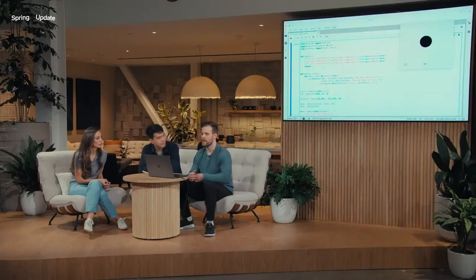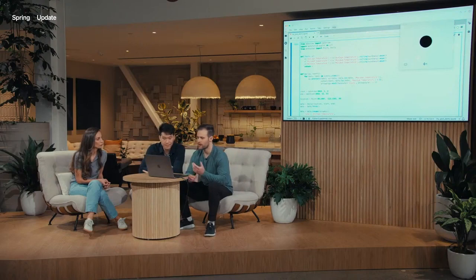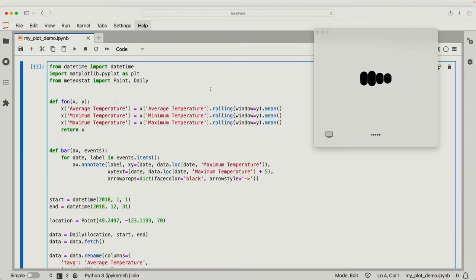Awesome, thanks so much. And in the code, there's this function foo. Could you describe to me what the plot would look like if I had versus didn't have this function? Sure. The function foo(x, y) takes in a data frame x containing temperature data and a window size y for calculating the rolling mean. It smooths the average temperature, minimum temperature, and maximum temperature columns by applying a rolling mean over the specified window. With the foo function, the plot would show smoother temperature lines because the rolling mean reduces the noise or fluctuations in the data.